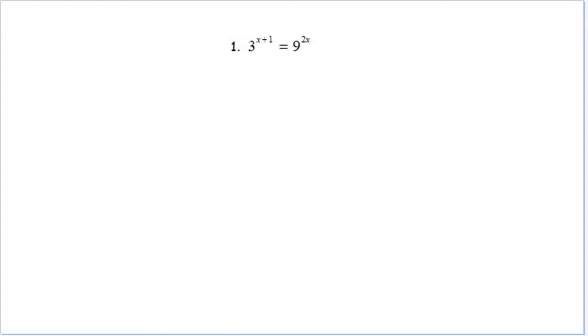So we're already set up pretty good for this problem in that I have a single base on both sides, so one base of 3 and one base of 9. So the only thing really left for me to do is to write them as the same base. Now I know that I can't write 3 as anything else, but I can write 9 as 3 squared. So I'm going to have 3 to the x plus 1 is equal to, and I'm going to replace 9 with 3 squared to the 2x stays the same.